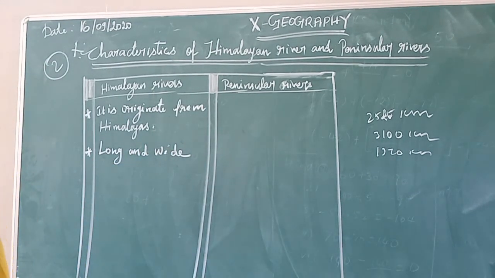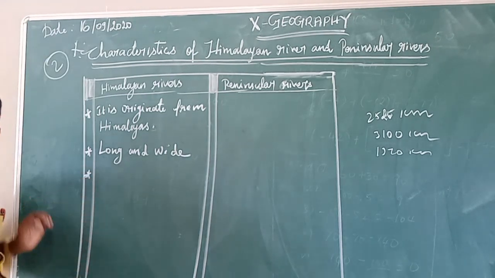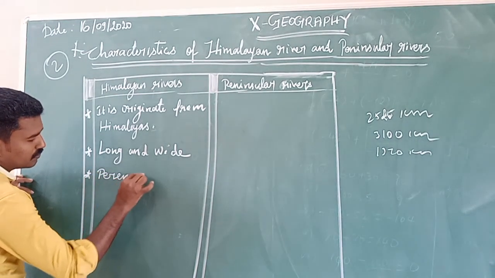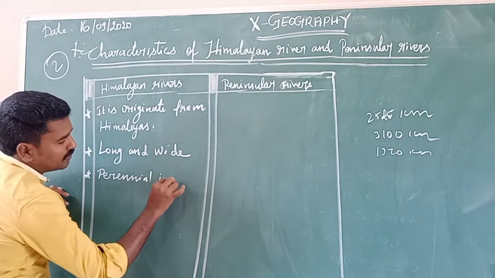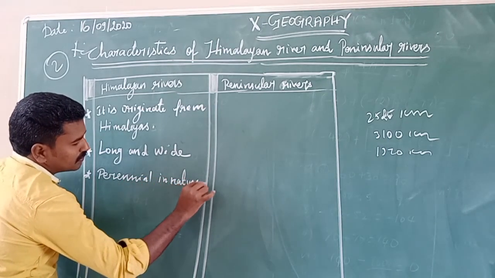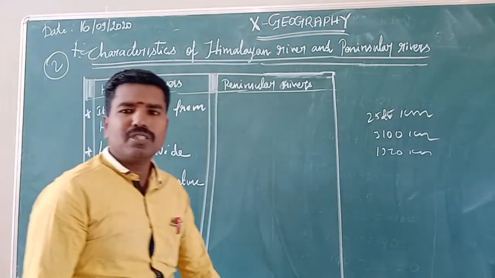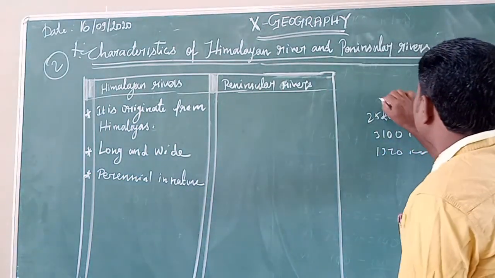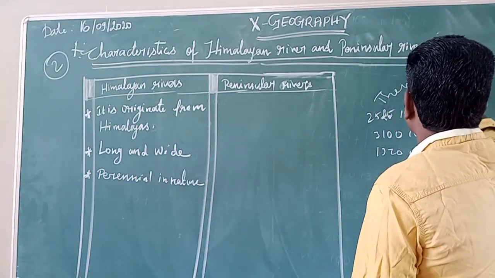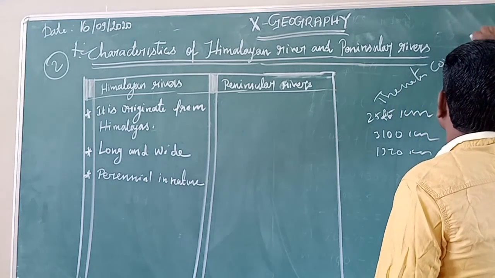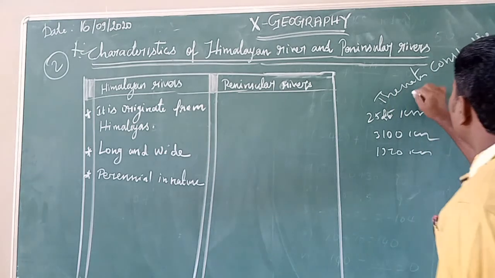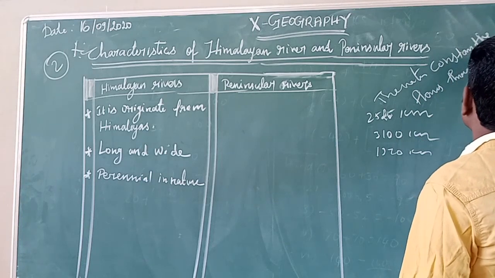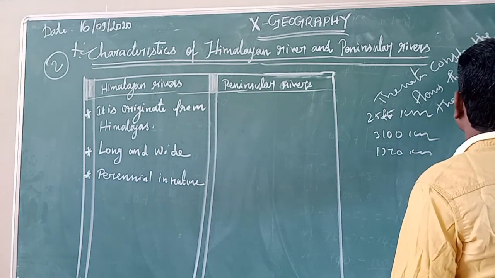And the third important point is perennial in nature. The third point is very important: perennial in nature. So what is the meaning of perennial in nature? The water constantly flows throughout the year.